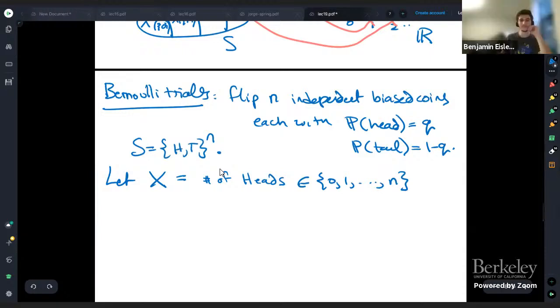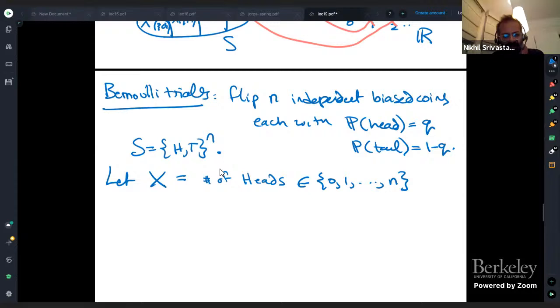To the end, there are a lot of points. You don't want to write all those points, right? And the probability of a particular outcome is again q to the number of heads times 1 minus q to the number of tails. So that's a full description of the probability distribution.